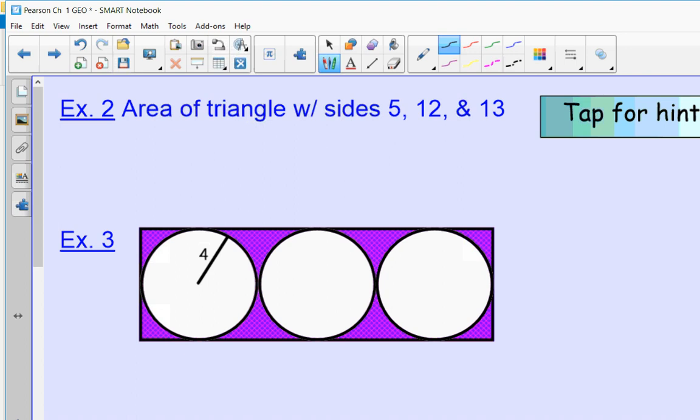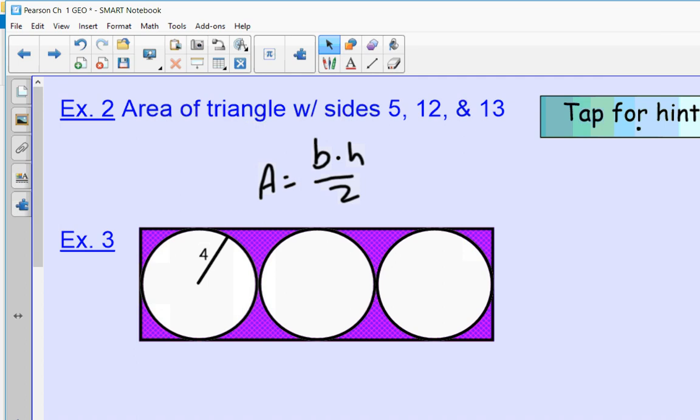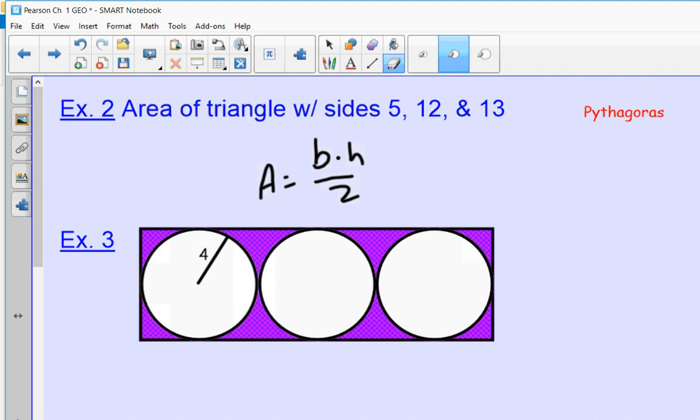Areas of a triangle with sides of 5, 12, and 13. So remember, the area of a triangle is going to be the base times the height divided by 2. They gave me a hint here. I'm going to actually look at the hint this time. And they say Pythagoras. So that's not the Pythagorean theorem, but Pythagoras is that old Greek guy that came up with this stuff. So if it's Pythagoras that came up with it, then it must be the Pythagorean theorem.